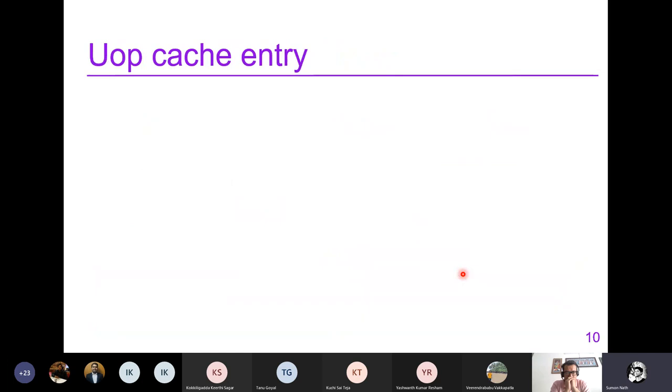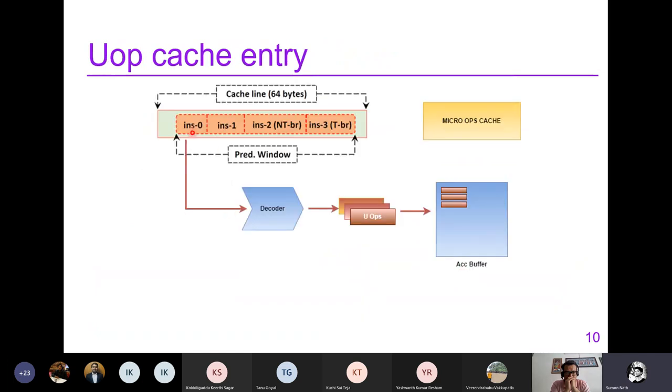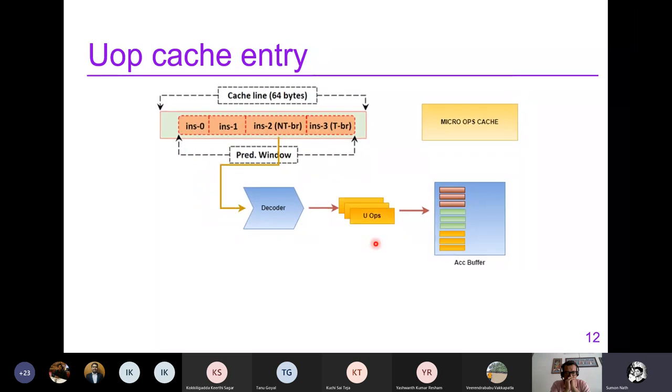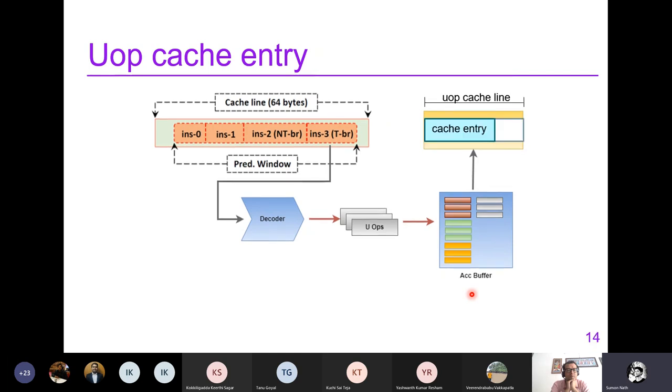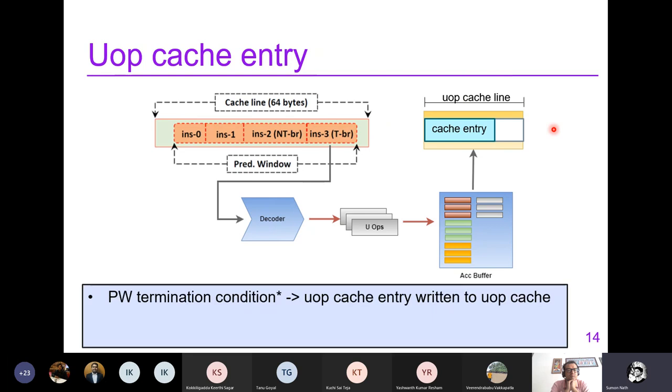Yeah, so that's what we are going to discuss. So this is a prediction window, and these instructions are decoded one by one, and the decoder produces a set of muops for a particular instruction. And these muops are accumulated in a structure called the accumulation buffer. And whenever a termination condition happens, in this case a predicted taken branch, these micro operations are written into the micro op cache. And as you can see, this is a micro op cache entry, and this is a particular micro op cache line. So the key takeaway is that due to the prediction windows, whenever there's a termination condition, the micro operation cache entry is written to the micro op cache.